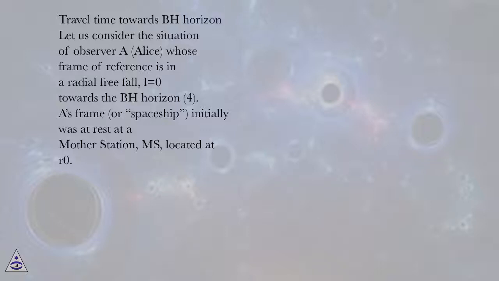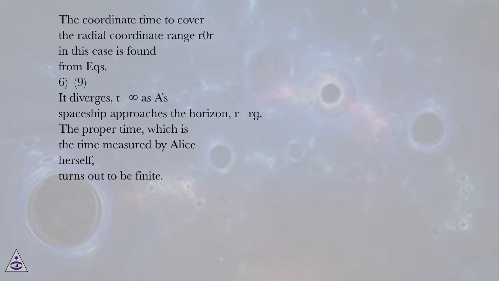Travel time towards the BH horizon. Let us consider the situation of observer A, Alice, whose frame of reference is in a radial free fall, L equals 0, towards the BH horizon, 4. A's frame, or spaceship, initially was at rest at a mother station, MS, located at R0. The coordinate time to cover the radial coordinate range R0 in this case is found from Eq. 6-9.